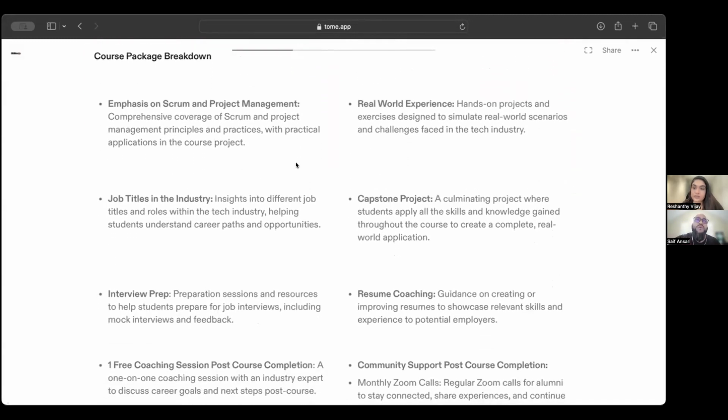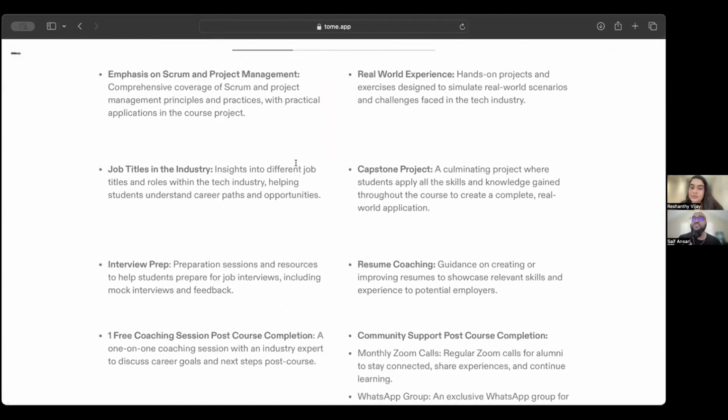In terms of our course package breakdown, the emphasis is on Scrum and project management, but again, we bring in that real world experience. We talk about job titles. Now, this is something that's not spoken about anywhere that I've seen. You will see multiple job titles, like Scrum Master, Project Manager, Technical Project Manager, Agile Project Manager, Delivery Manager, and the list goes on. There are a lot of overlaps within these titles. We're going to go over those nuances with you, introduce them to you, and maybe you'll see what you like.